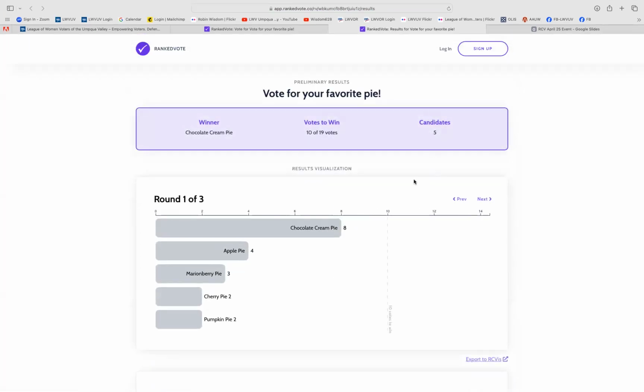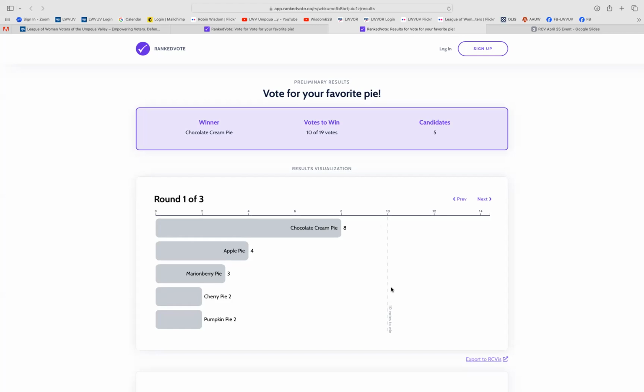There we go. So there were 8 total votes for chocolate cream pie. I'm a little surprised. There were 4 votes for apple pie, 3 votes for Marion Berry, and then 2 votes for cherry pie, 2 votes for pumpkin pie. So again, this is looking at who everyone's first choice was. The thing is that no one has a majority of the votes to win.